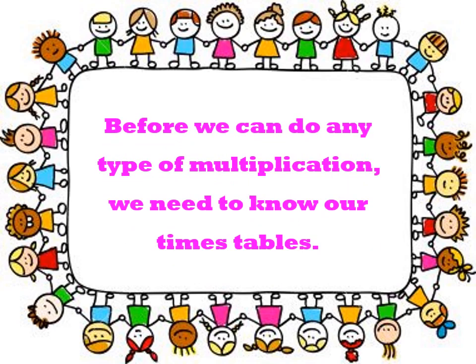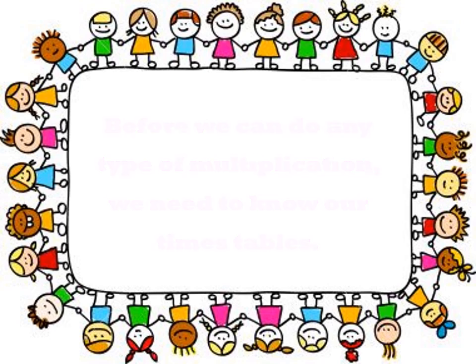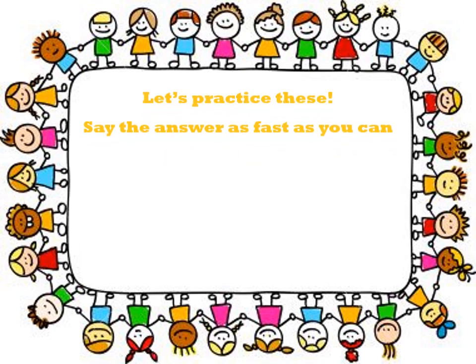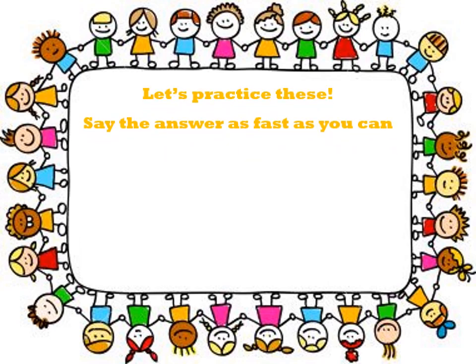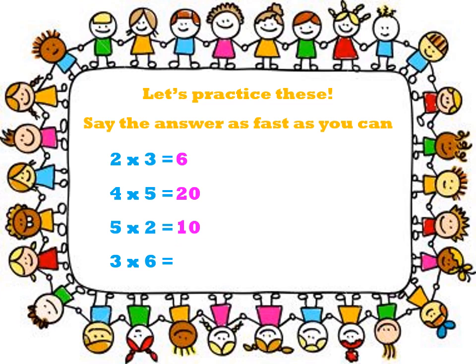Before we can do any type of multiplication, we need to know our times tables. Let's practice these. Say the answer as fast as you can. Let's check your answers. 2 times 3, 6. 4 times 5, 20. 5 times 2, 10. 3 times 6, 18. Now try these.